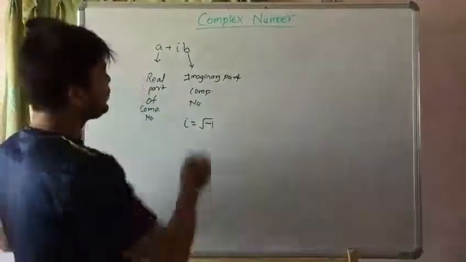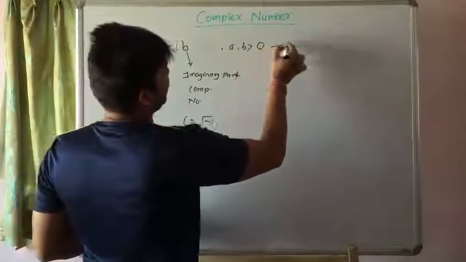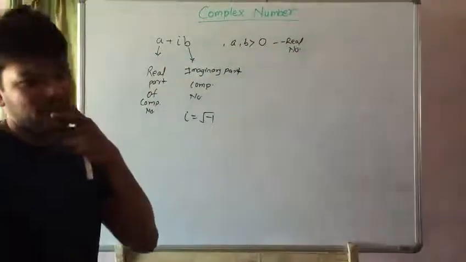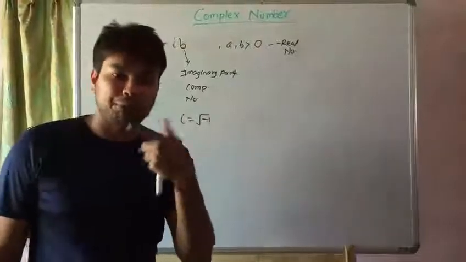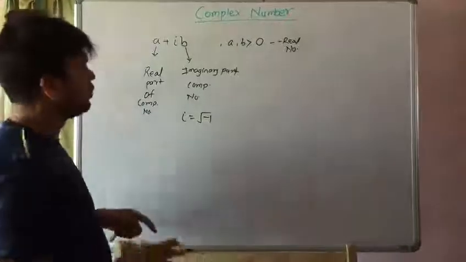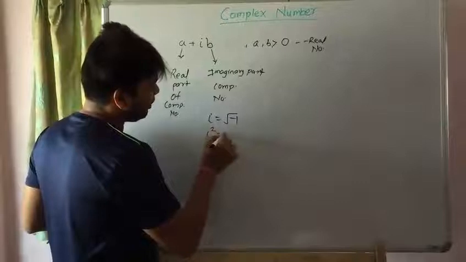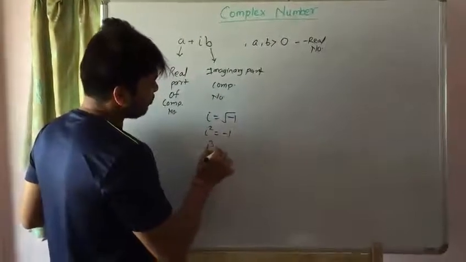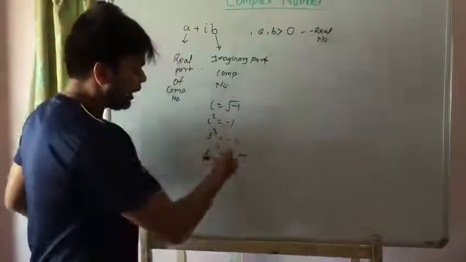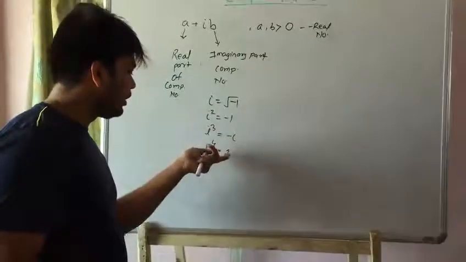We can also say where a and b are real numbers. What are a and b? These are the real numbers. It can be minus 1, it can be 1, it can be 5, it can be minus 5, it can be everything, even root 3, 3 by 2. So where i is equal to root of minus 1, then i square will be minus 1, then i cube will be minus i, then i raised to 4 will be 1. As we increase the power, you will get the number accordingly.